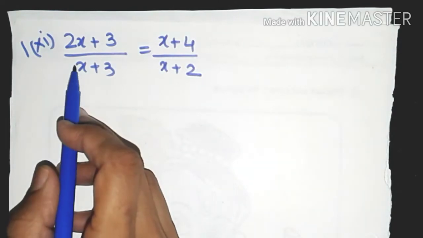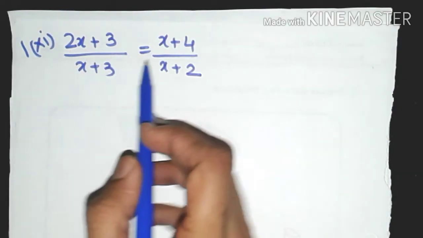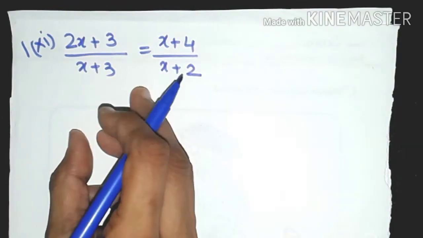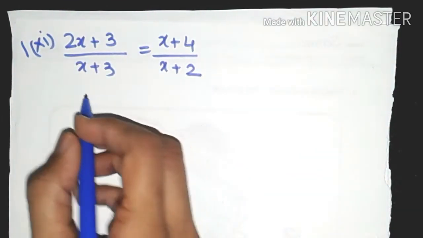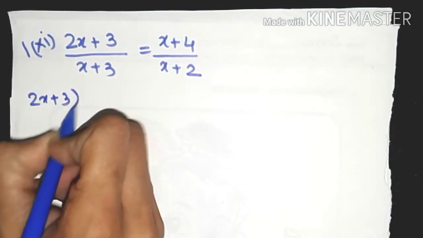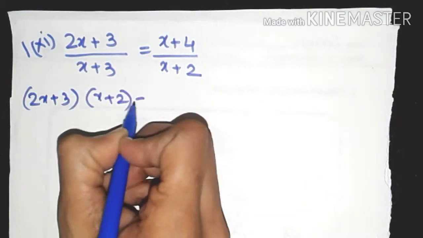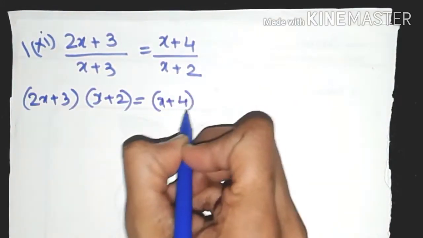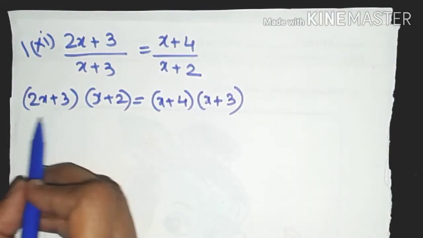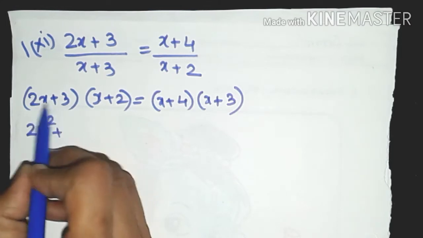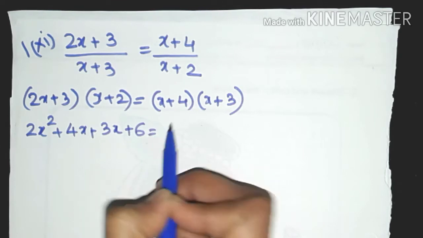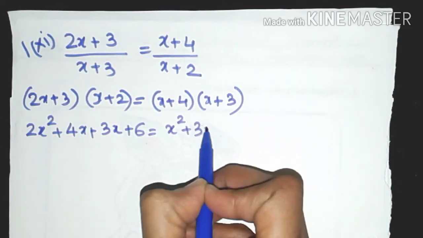Now the 11th question is 2x plus 3 upon x plus 3 equal to x plus 4 upon x plus 2. So this equation is also not in the standard form. So let us bring it to the standard form. How do we do that? Let's cross multiply this way. So open the brackets. Square plus 4x. This is x square.